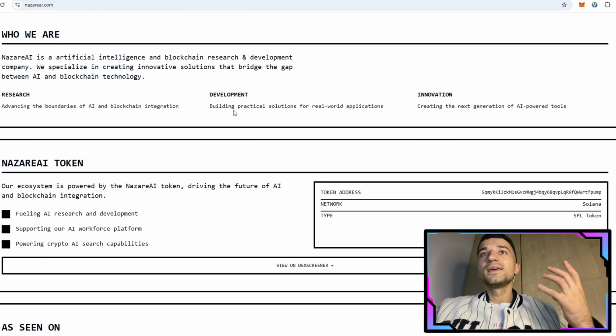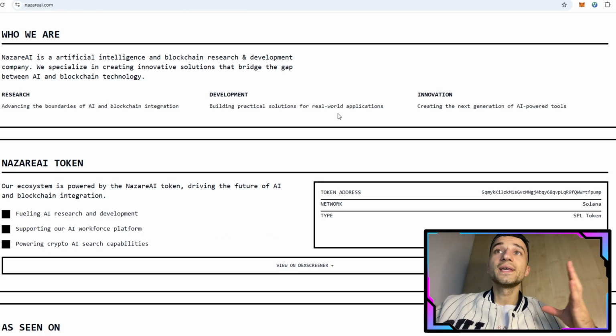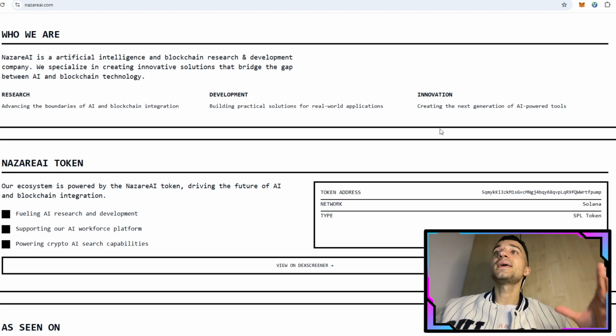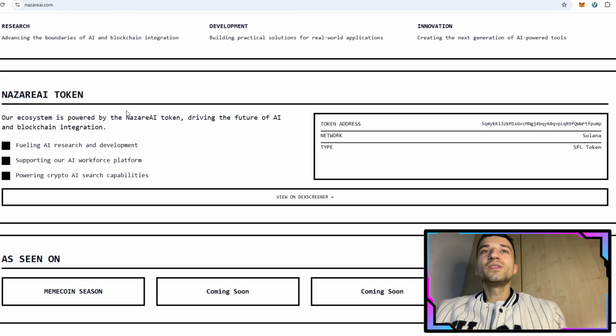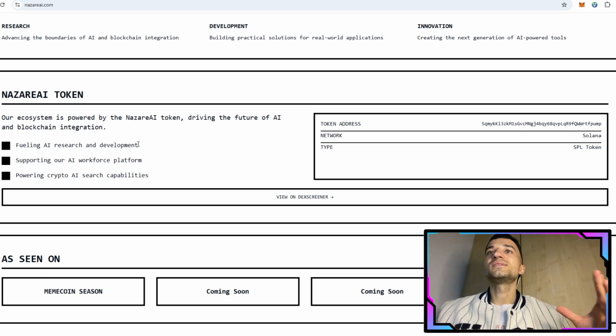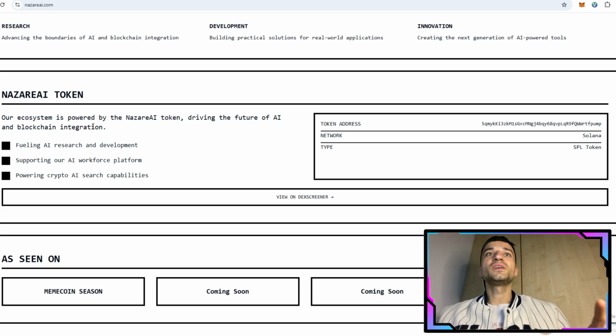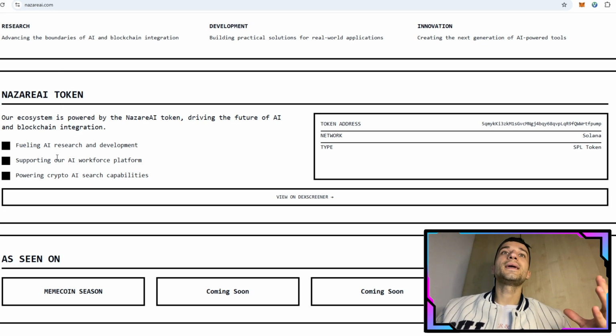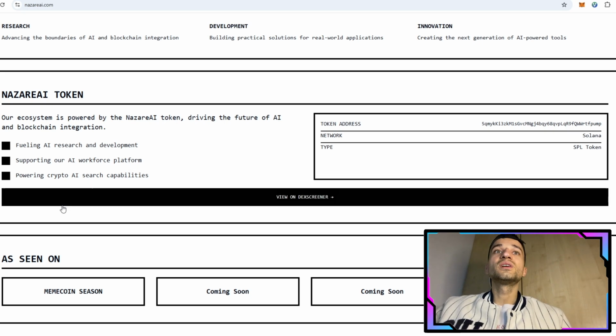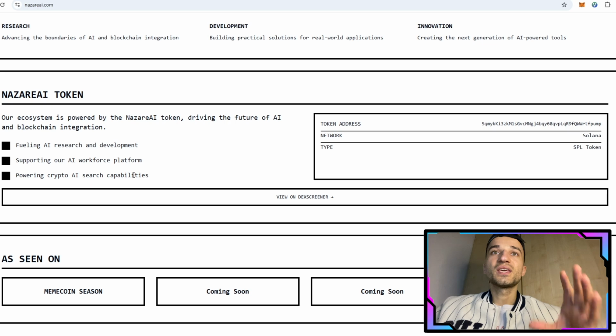As we can see guys, they are building practical solutions for real world applications, creating the next generation of AI powered tools. Right here we have all the information about the token. As we can see right here, as I told you guys, the token was on Solana and their ecosystem is fully powered by the NazareAI token, driving the future of AI and blockchain integration. And as you can see guys, they are fueling the AI research and development, supporting their AI workforce platform and powering the crypto AI research capabilities.